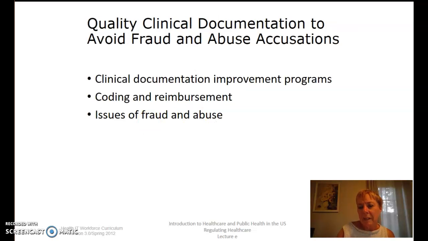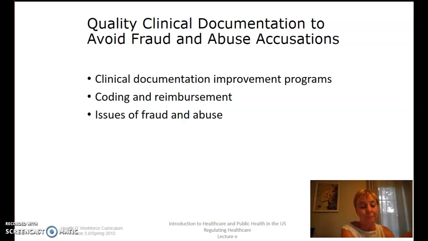Quality clinical documentation to avoid fraud and abuse accusations. Clinical documentation improvement programs are called CDI programs, and you will learn about CDI in your coding courses. But with clinical documentation, the focus is looking at the documentation in that record to make sure that the care that was given was following the guidelines, or what was documented represented the care that was delivered.